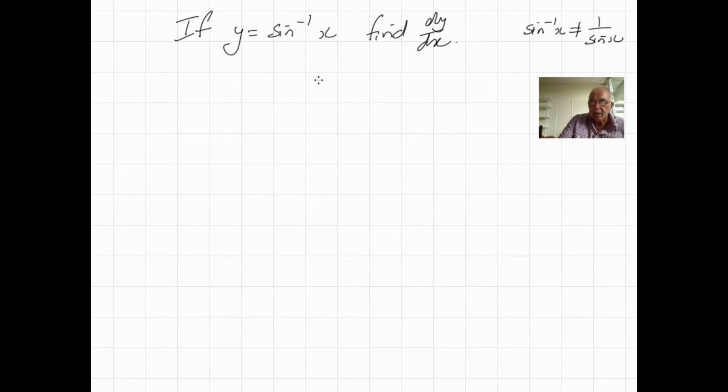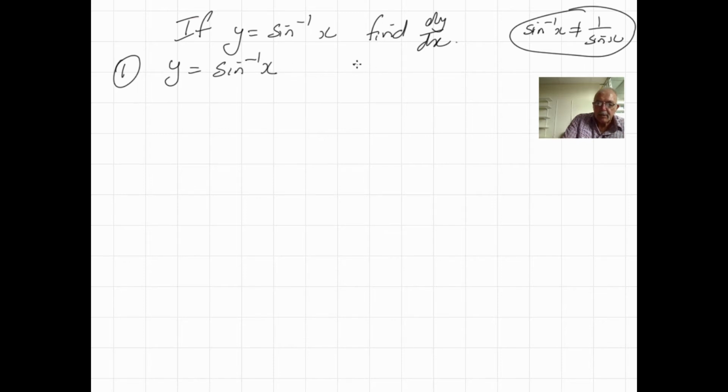So we can't just bring this downstairs and go 1 over sine x and then find the derivative of that. So that's the first thing. We're going to use our little 3-step template that we've worked out for finding the derivative of inverse functions. And the first step was to rewrite it. If we've got y equals sine to the minus 1 of x, we can say that x is equal to sine y. That's the first step.